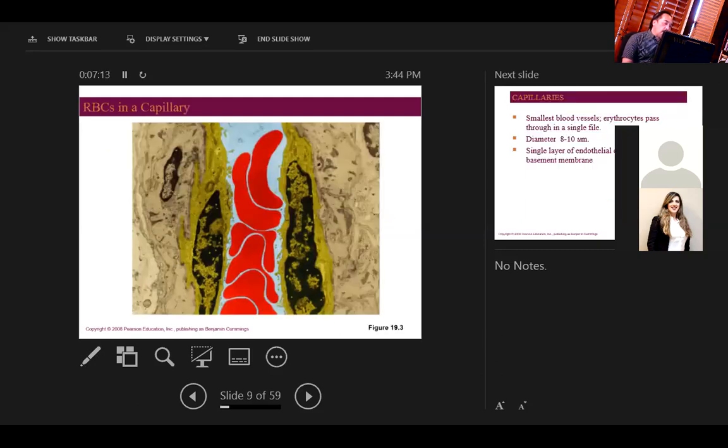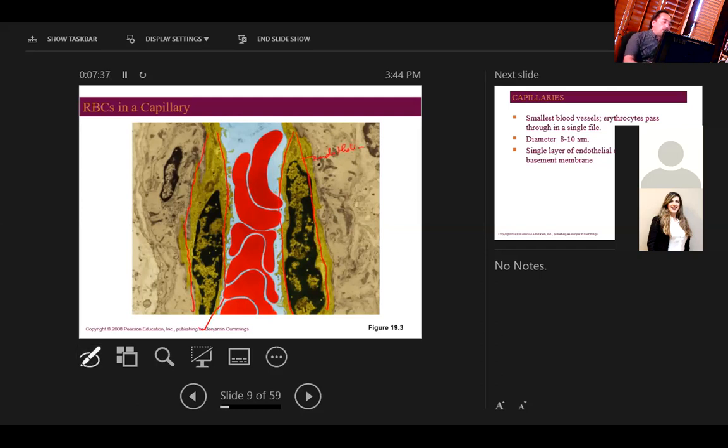Now, if you take a look at the capillary, it's so small that it allows only a single file of red blood cells to pass through. This is the simple squamous epithelium that lines the capillary. And remember, we call it the endothelium. Both sides have that simple squamous epithelium, and we call that endothelium.